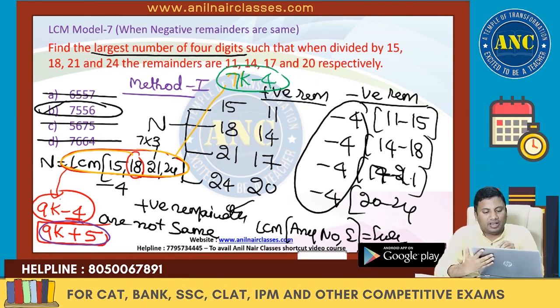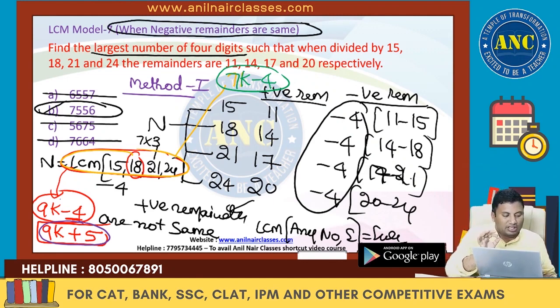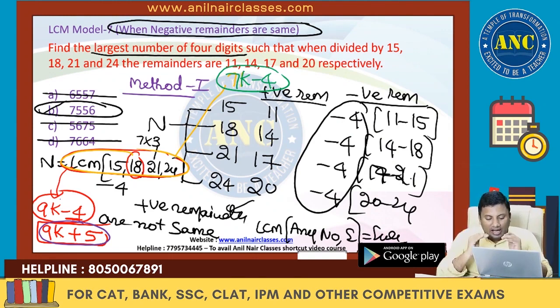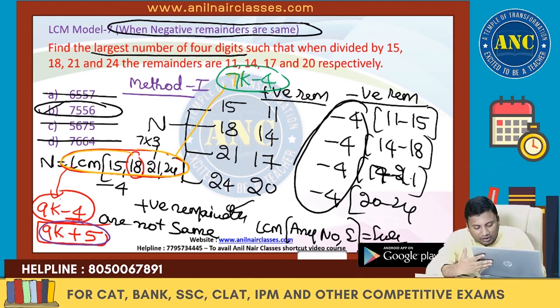This is a question where the negative remainders are the same. There is a number which is divided by 15, 18, 21, 24. The positive remainders are 11, 14, 17, 20. In all the cases I got the negative remainder as minus 4.